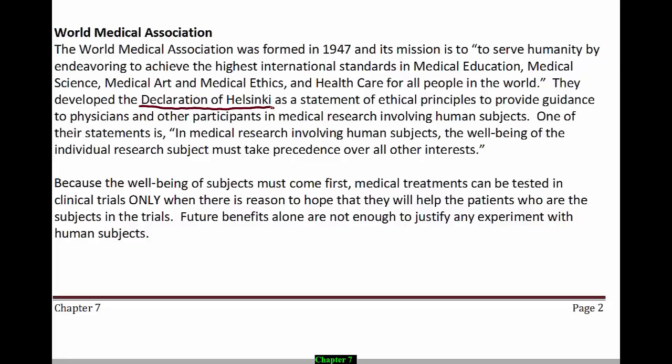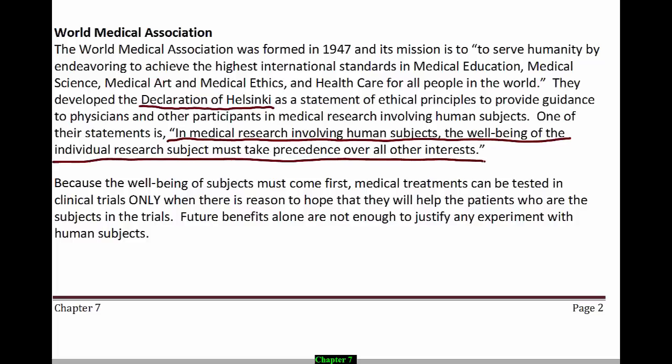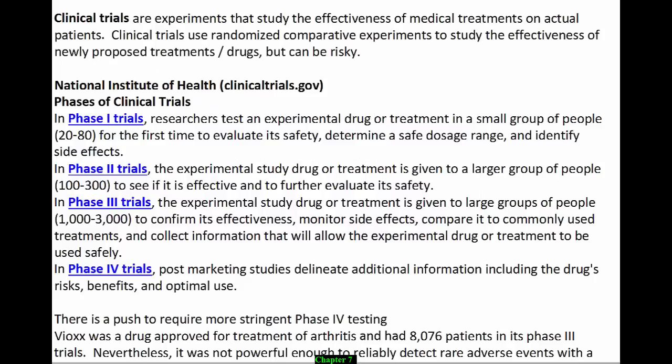They state, in medical research involving human subjects, the well-being of the individual research subject must take precedence over all other interests. Because the well-being of subjects must come first, medical treatments can be tested in clinical trials only when there is reason to hope that they will help the patients who are the subjects in the trials. Future benefits alone are not enough to justify any experiment with human subjects.